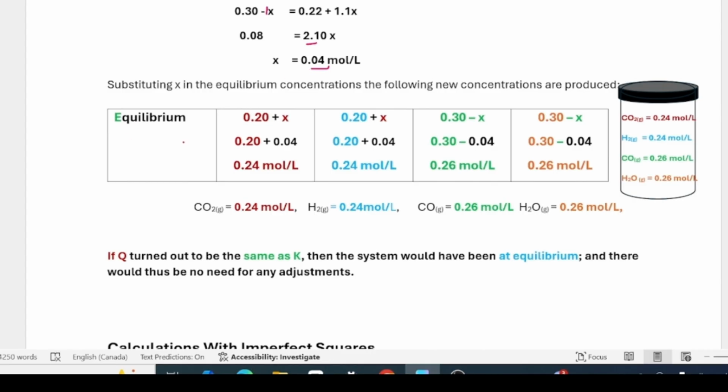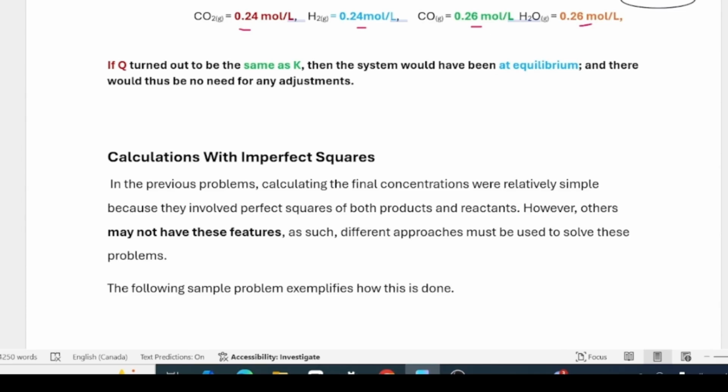Bring down that equilibrium part there of the IC table. Substitute for x. You end up here. So in the end, these here will be the new concentrations of your reactants, and this will be the new concentration of the products. Notice how the products have increased in concentration, and the reactants have decreased.